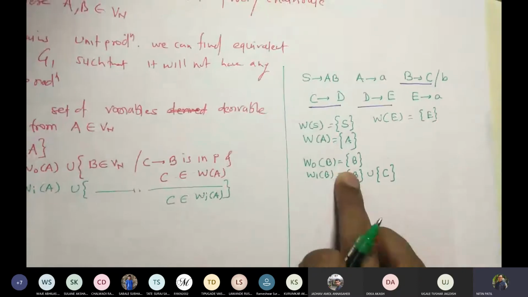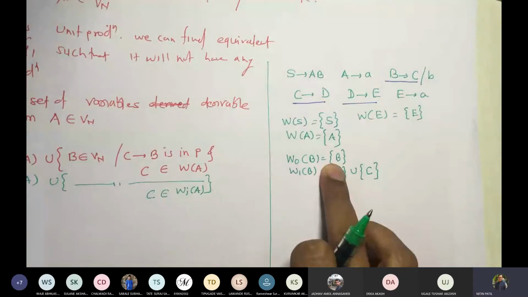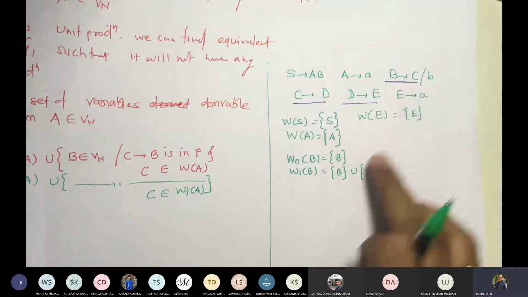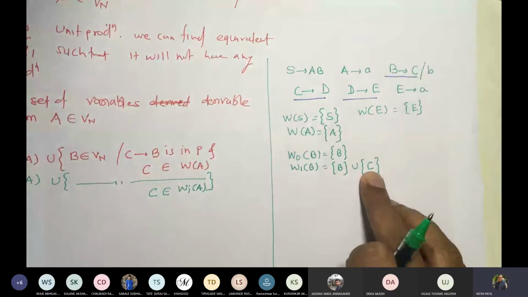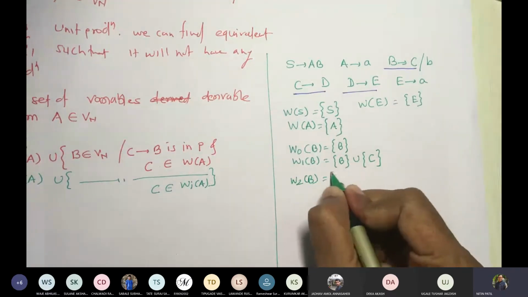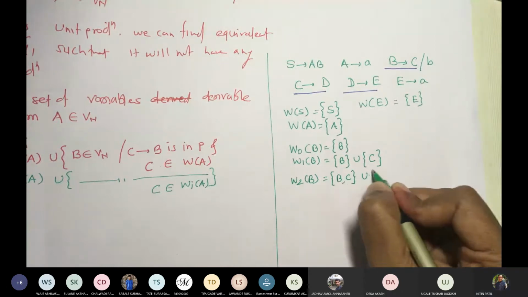Now previous W contains what for us? For B, it is B. So is there any production for B which is giving you a variable? Yes. Which is that? B gives C. That's why we will add C over here. Correct. Now let us construct W of B. W2 of B. We have now B comma C union.